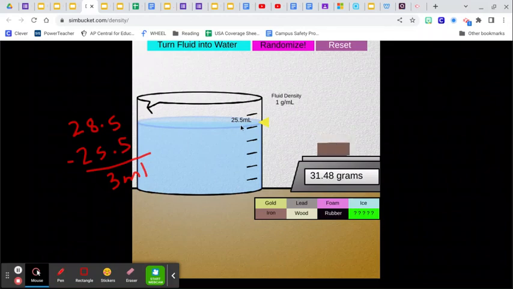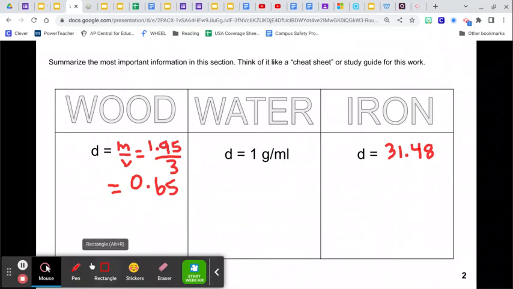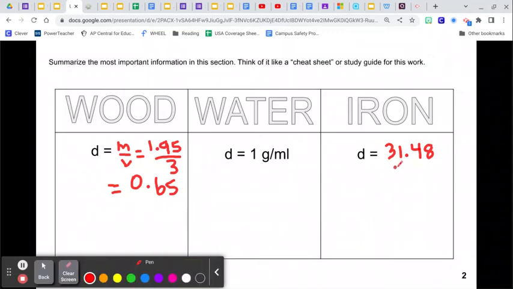29.5 minus 25.5 would be 4 milliliters. So I'm going to put that on the bottom. If I put that in my calculator, I get a density of 7.87 grams per milliliter.